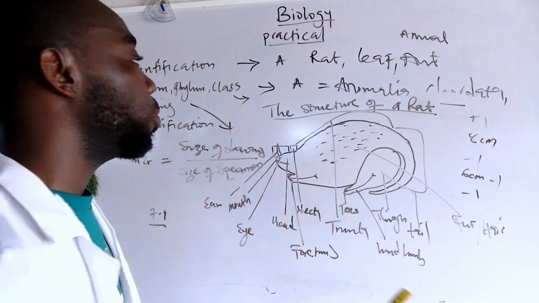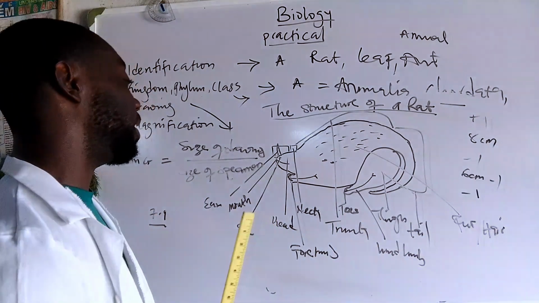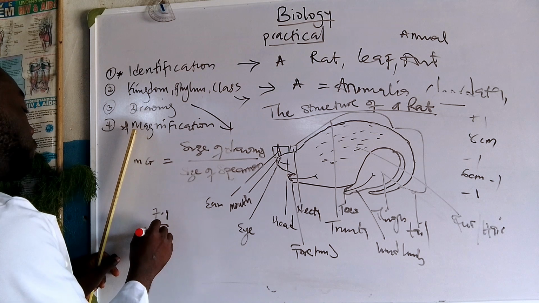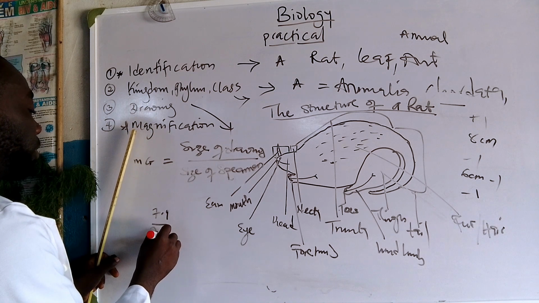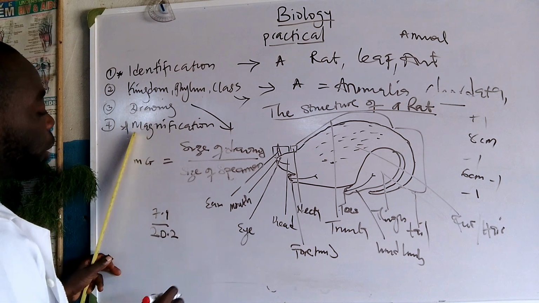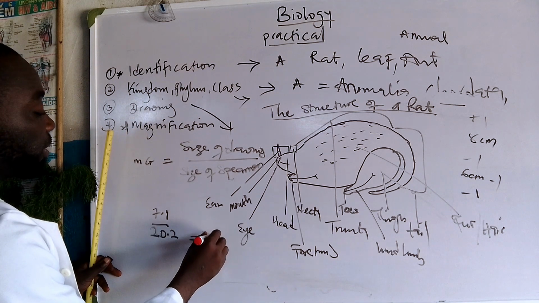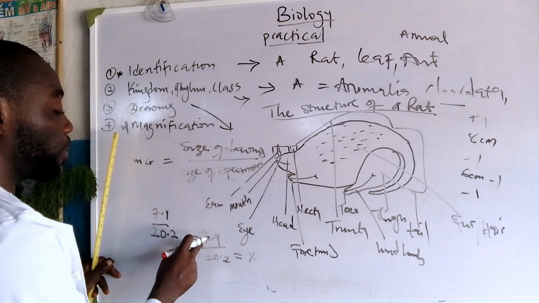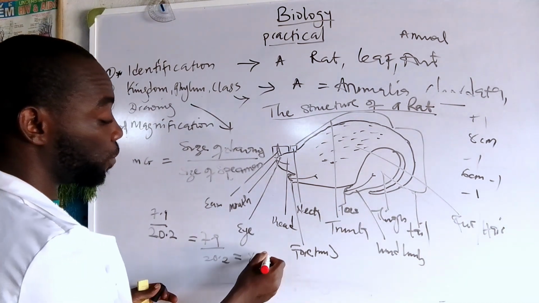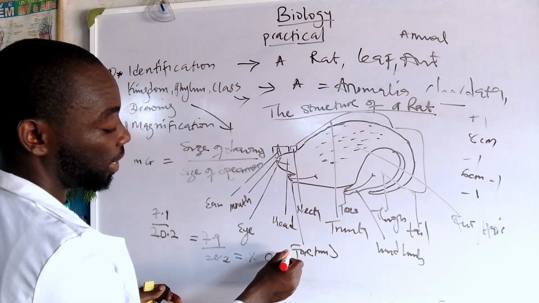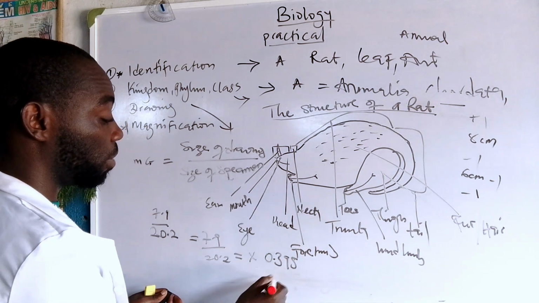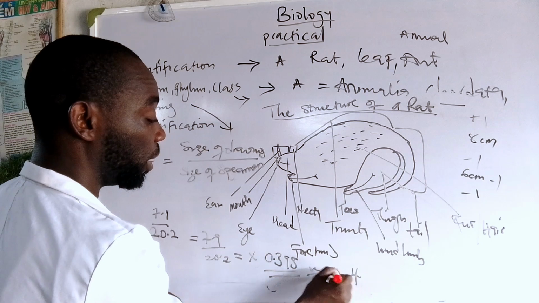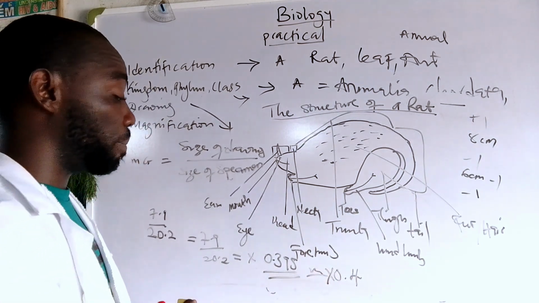Let us assume that on the table where the specimen is kept, the length of the specimen is, let's say, 20.2. So all you will now do is say 7.9 divided by 20.2. It will give us 0.395. So the answer now becomes 0.395, or you can just approximate it to 0.4. So that becomes the magnification.